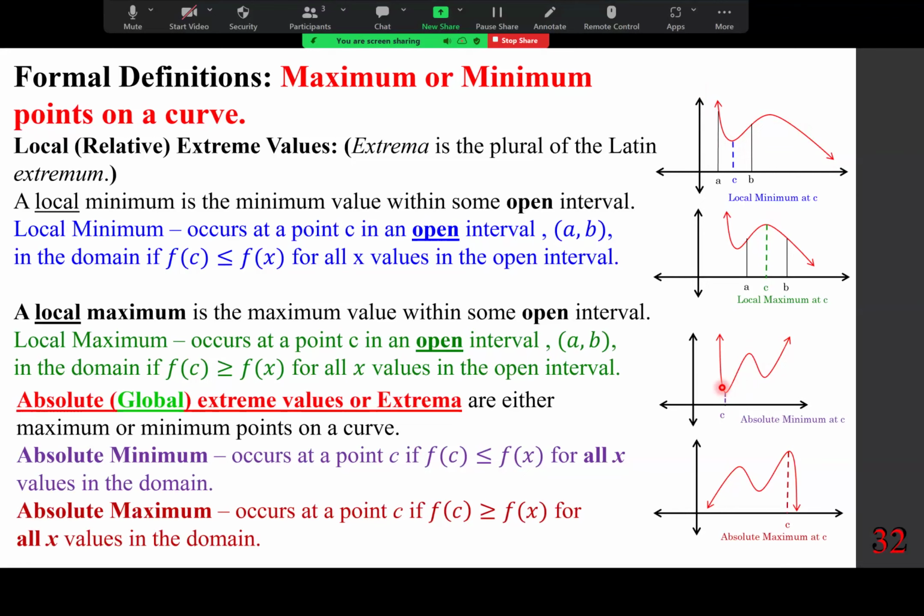Why? Because there is no other point having a smaller y coordinate. Local max, local min, local max. This local max is also considered the absolute max. No other point is having a larger y coordinate than this point.